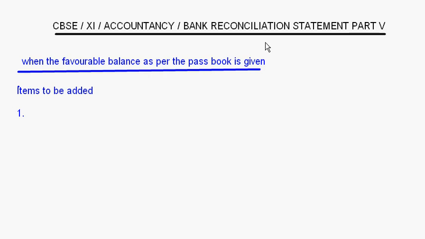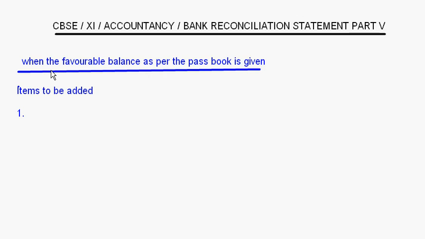Today let's continue with bank reconciliation statement. Now I'm going to take up the second case, which is when the favorable balance as per the passbook is given. Now the favorable balance as per the passbook means credit balance in the passbook, which means that some balance is lying deposited in the bank.